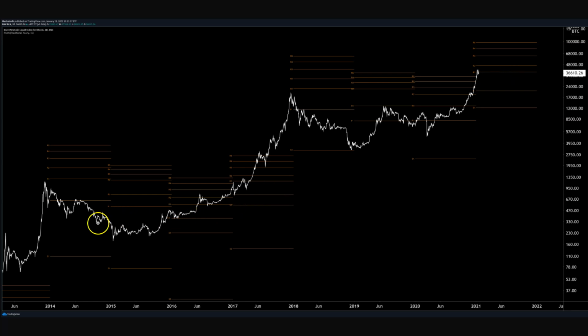What I don't like to see is this free floating price where there's no near support pivots. There's no near resistance pivots. That's not something you generally want to see if you're using this in a trading system.